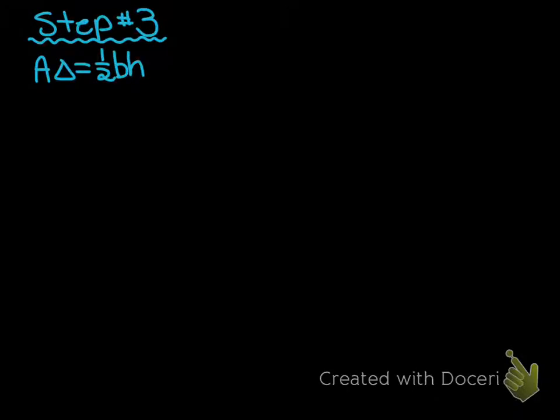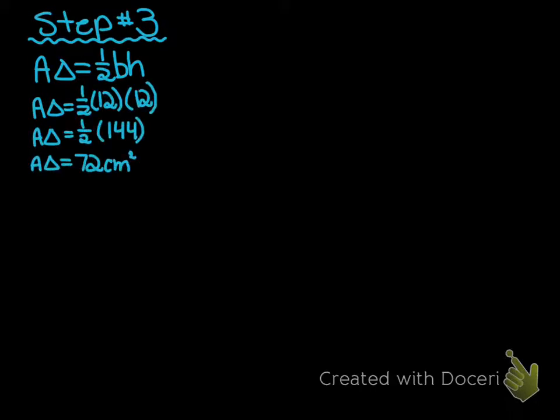The area of the triangle is given by the formula 1/2 times base times height. Let's plug in our numbers. Area equals 1/2 times 12 times 12. When we solve this, we get area equals 72 centimeters squared.